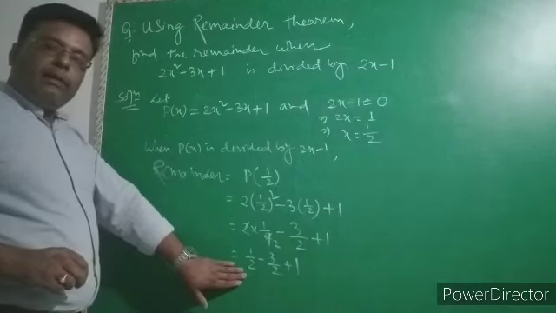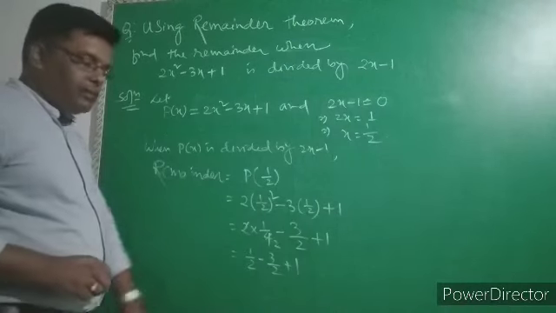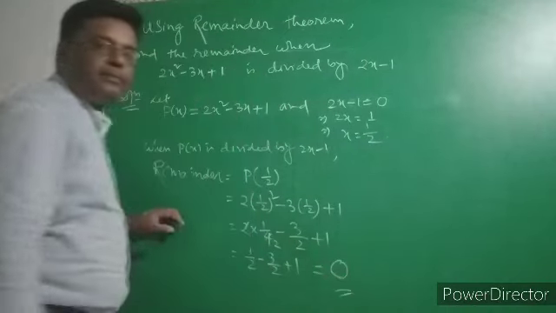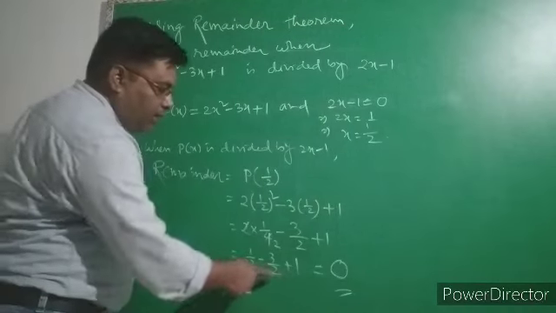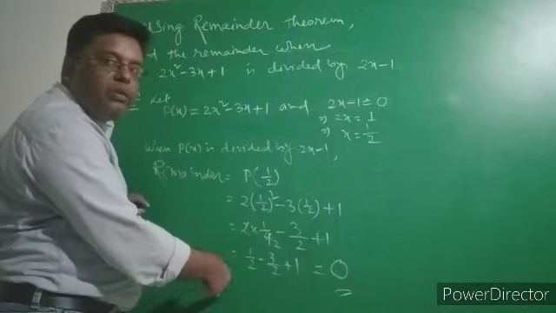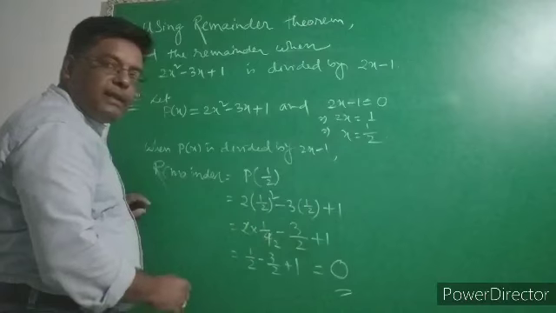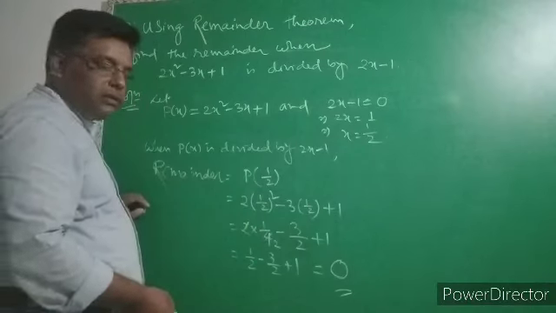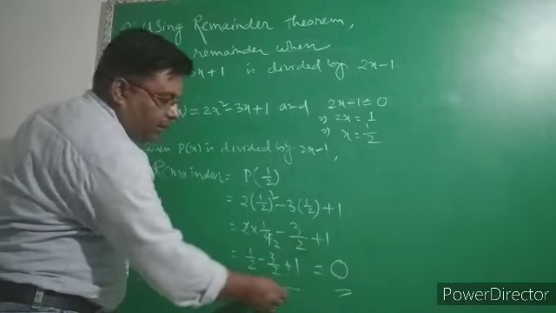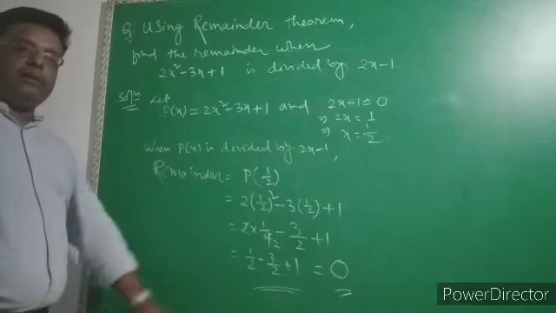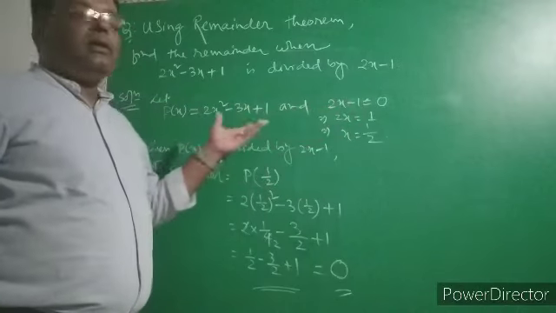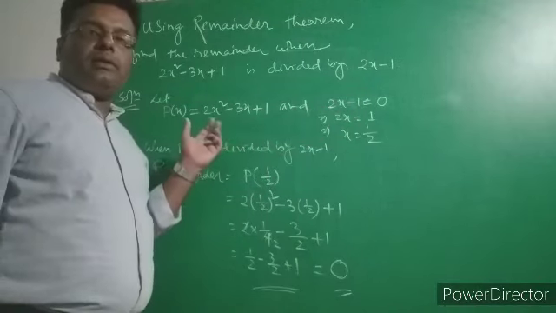So can you calculate this? Okay, try it, and we will get 0 here. That is, 1 plus half, that is 1 and half, and minus 3 by 2, that is also 1 and half. So 1 and half minus 1 and half is 0. Take LCM or compare plus and minus, you will get the 0. Calculation part, do it yourself. So you will get 0 here. That is, when this is divided by twice x minus 1, the remainder will be 0.